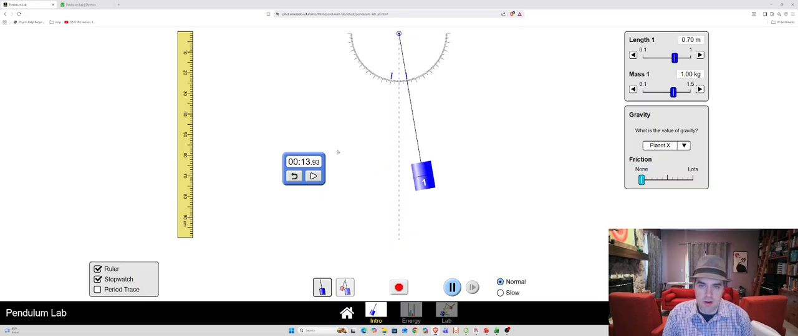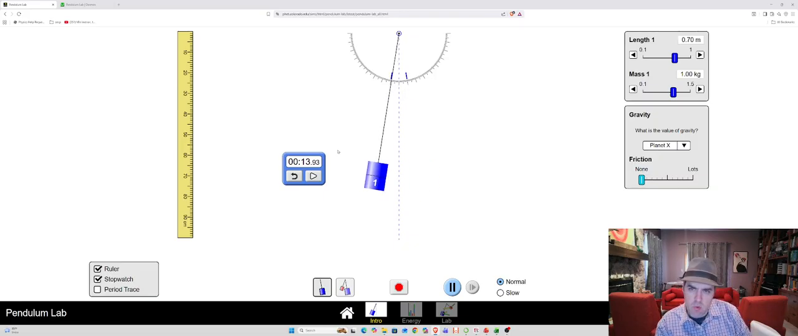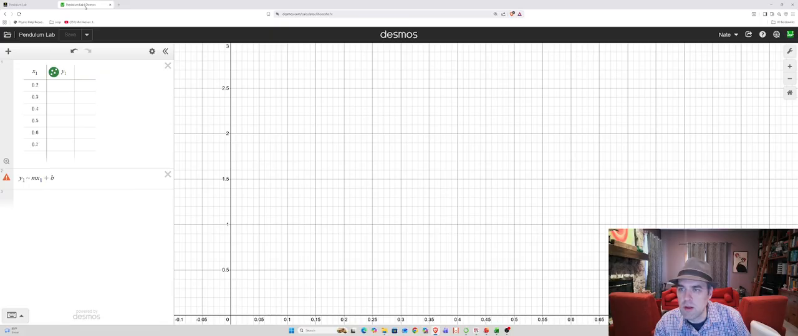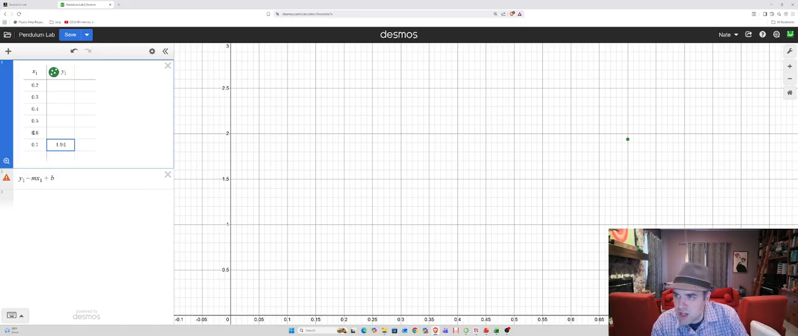So I'm going to get my calculator out. I'm going to type in 1.393 squared gives me 1.94. So if we look over here on the top right, our length is 0.7 meters. So when we go here to our length, which is our x-axis of 0.7, we're going to type in the 1.94 value. And then we'll change the length to 0.6 and measure the period and square it and so on to get all of our data.